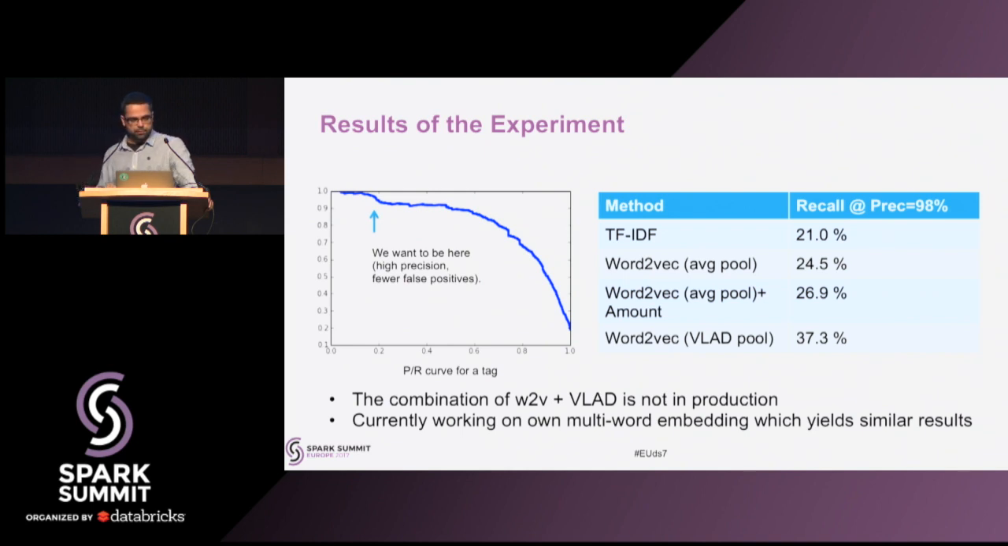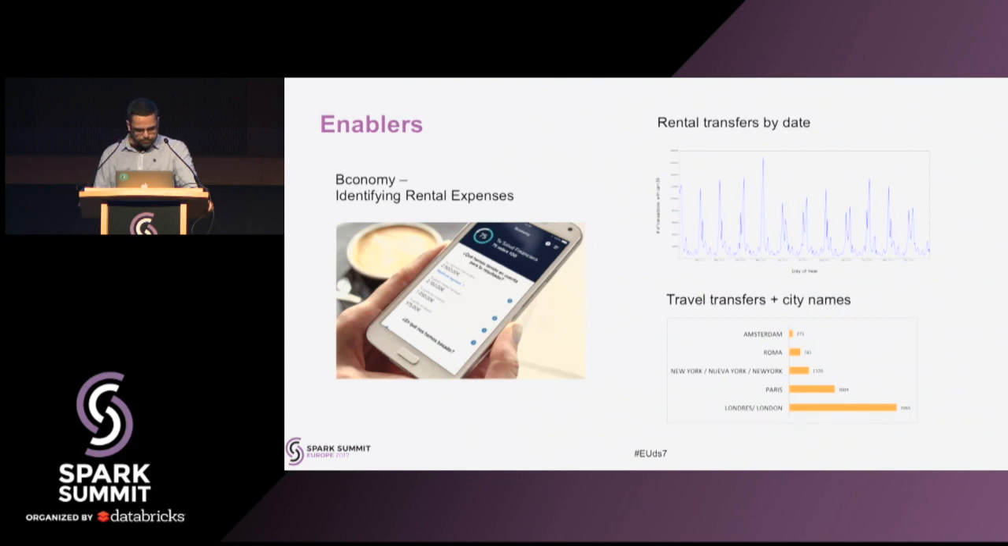So we are not doing that yet. Why? First, word-to-vec is a patented algorithm, and it's not clear how to work in that space. But more importantly, in parallel, we have been developing a new multi-word embedding method, which yields similar accuracy, and we hope to publish it soon, and then we won't need the word-to-vec plus VLAD anymore. But to me, from the experience point of view, it's nice to see that this combination worked. I was not aware of other works using word-to-vec and VLAD to classify text.